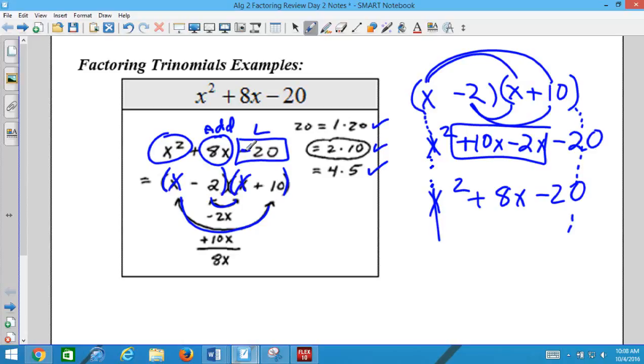We're looking at 10 and negative 2. There's a positive 8. It has to be, the positive one has to be the bigger one, exactly. So that's how we're figuring out to put the negative 2 and the 10 in there. But then we check it. So that one is completely done for you to go back and look at.